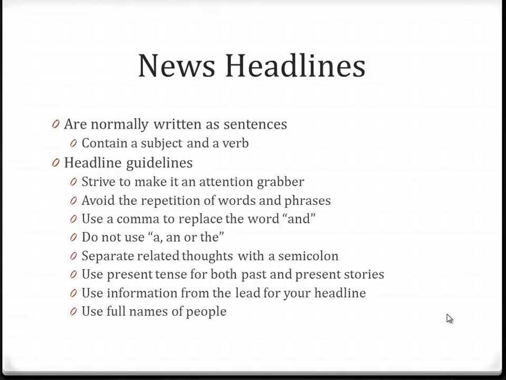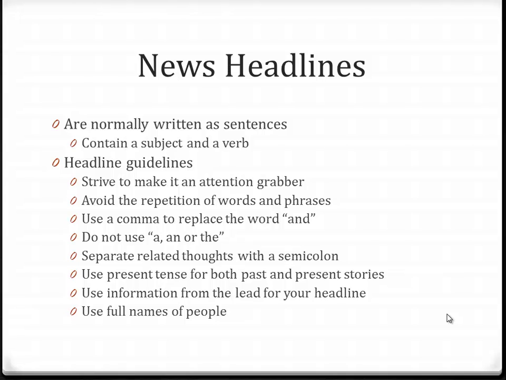Do not use a, an, or the. Not needed in headlines unless you're looking at the title of something. Separate related thoughts with a semicolon. Okay? Use present tense for both past and present stories. So verbs should be in present tense.